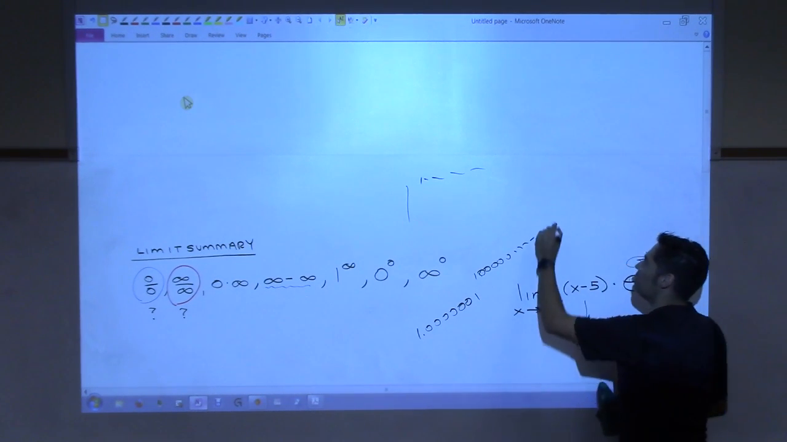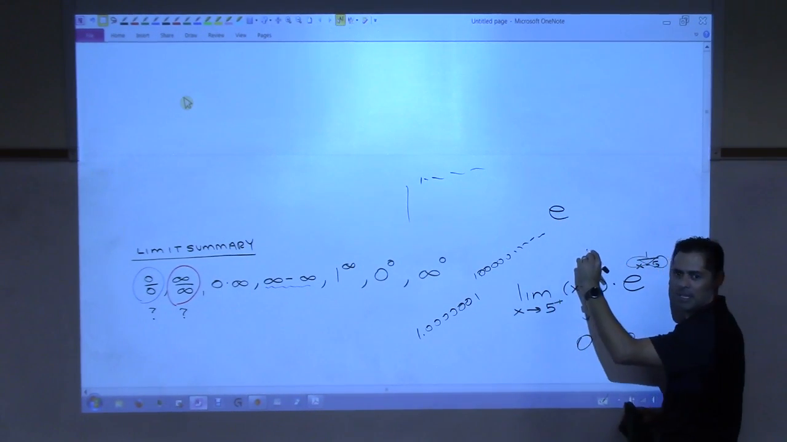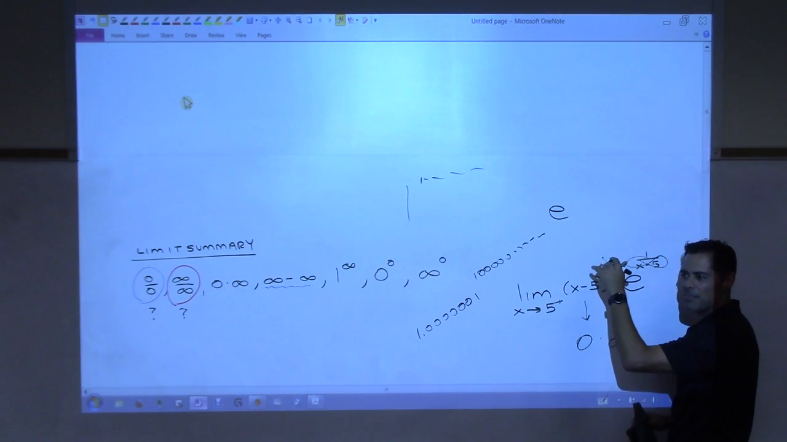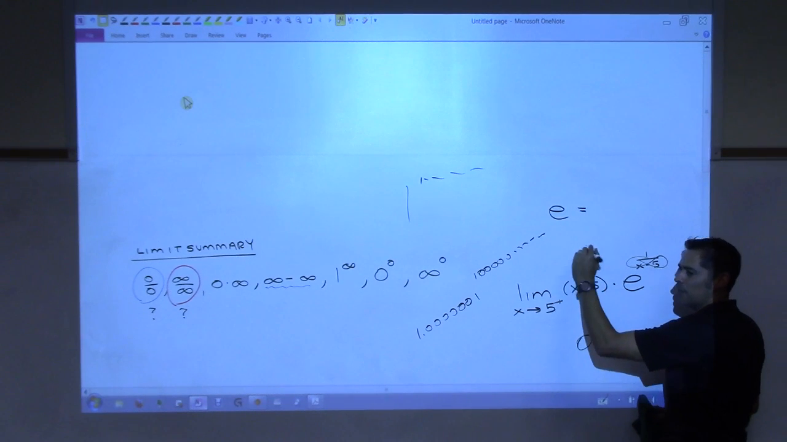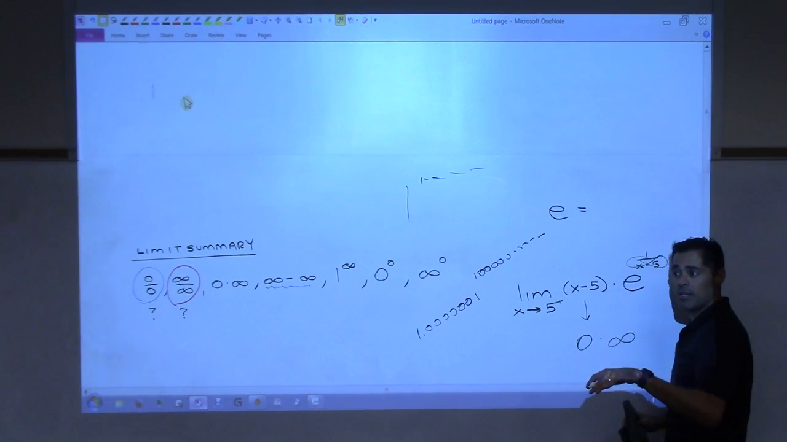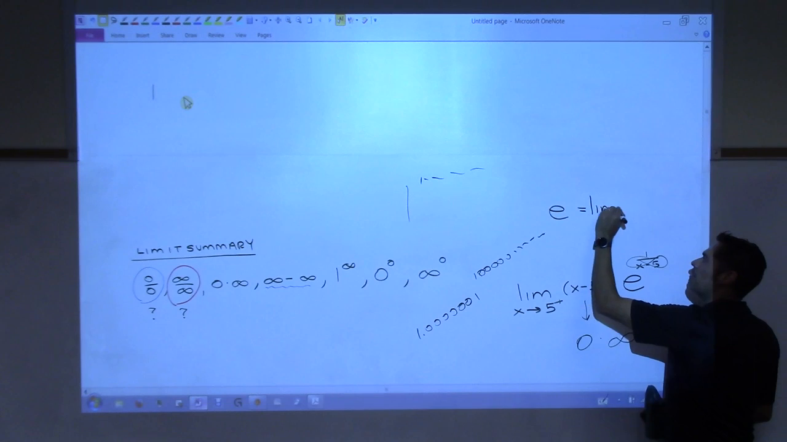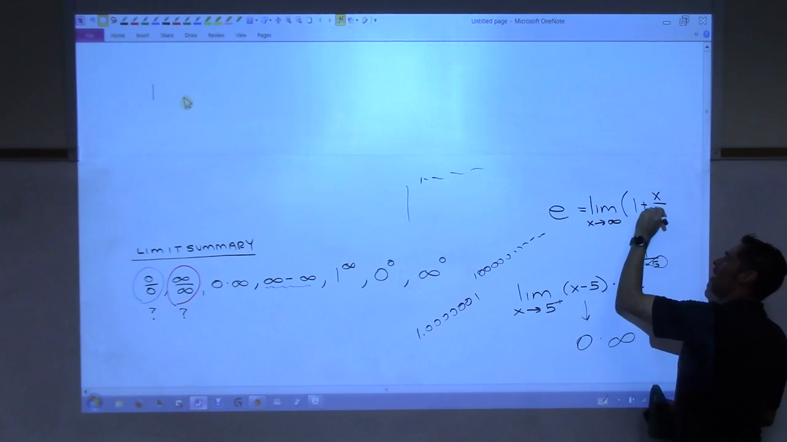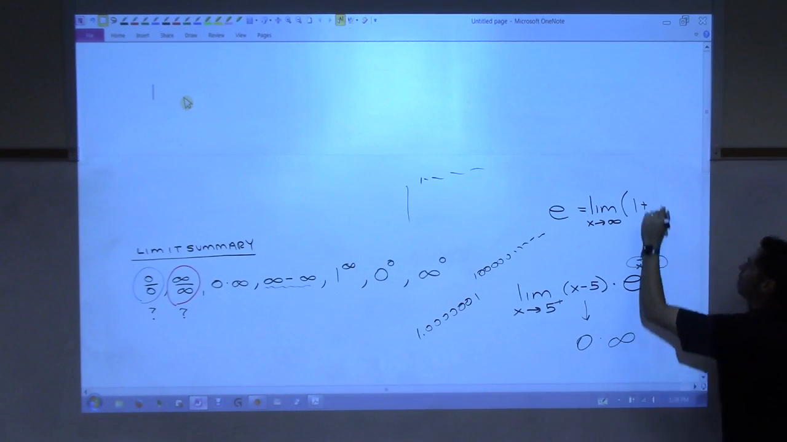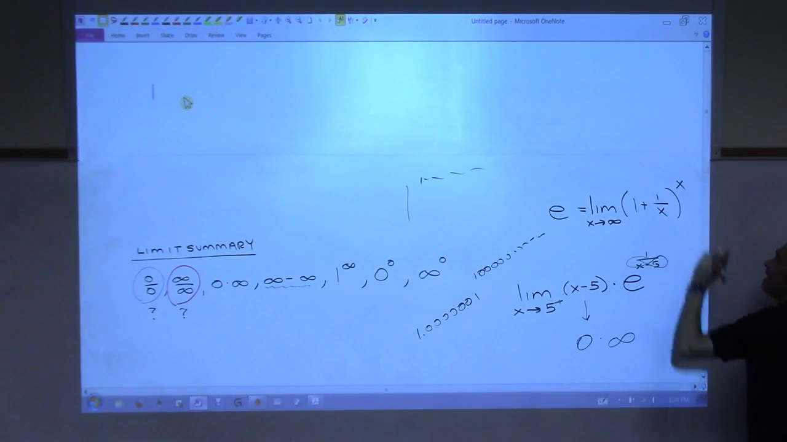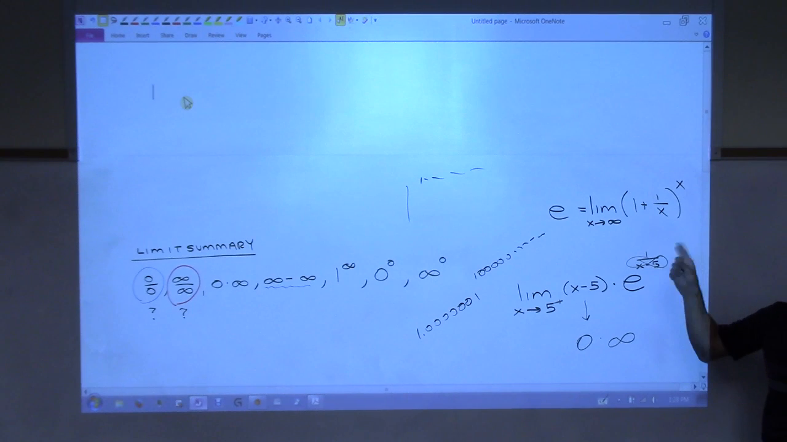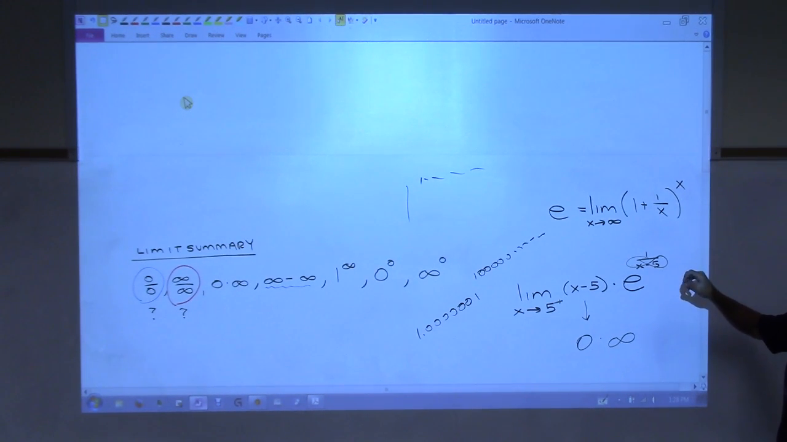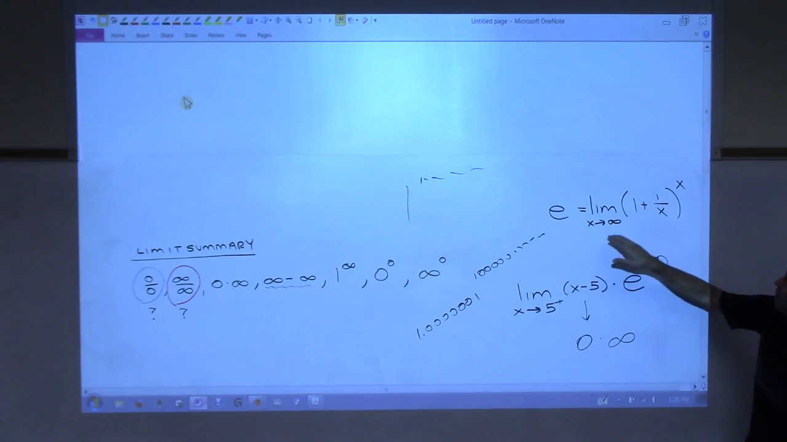E, that number E that we studied many, many years ago in college algebra, is about 2.718 something. The definition of E, if you want to tell someone what E is, is actually this limit. The limit as x approaches infinity of 1 plus 1 over x, that's not 1 over x, 1 over x raised to the x. That is the definition of E. I actually have that written in my notes. You do? And from algebra. Yeah, I probably talked about it.